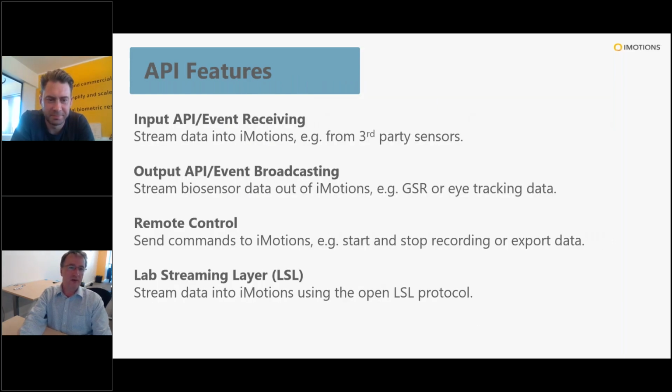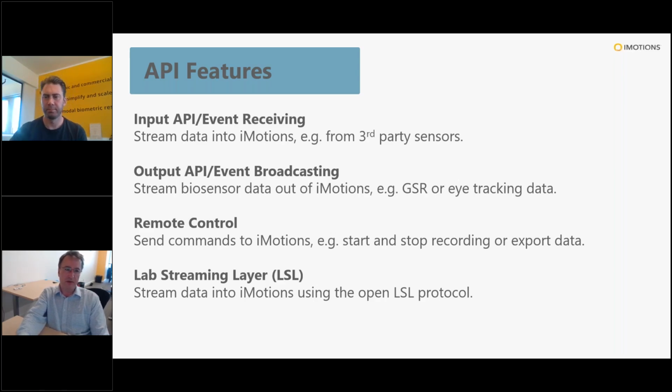If you talk to someone in iMotions about the API, this is the terminology that we often use. So we could say input API is all about getting data from the environment into iMotions. It is also referred to as the event receiving interface. And then there's the output API, which is about streaming data out of iMotions. So all the sensors that we are connected to, we can connect to.